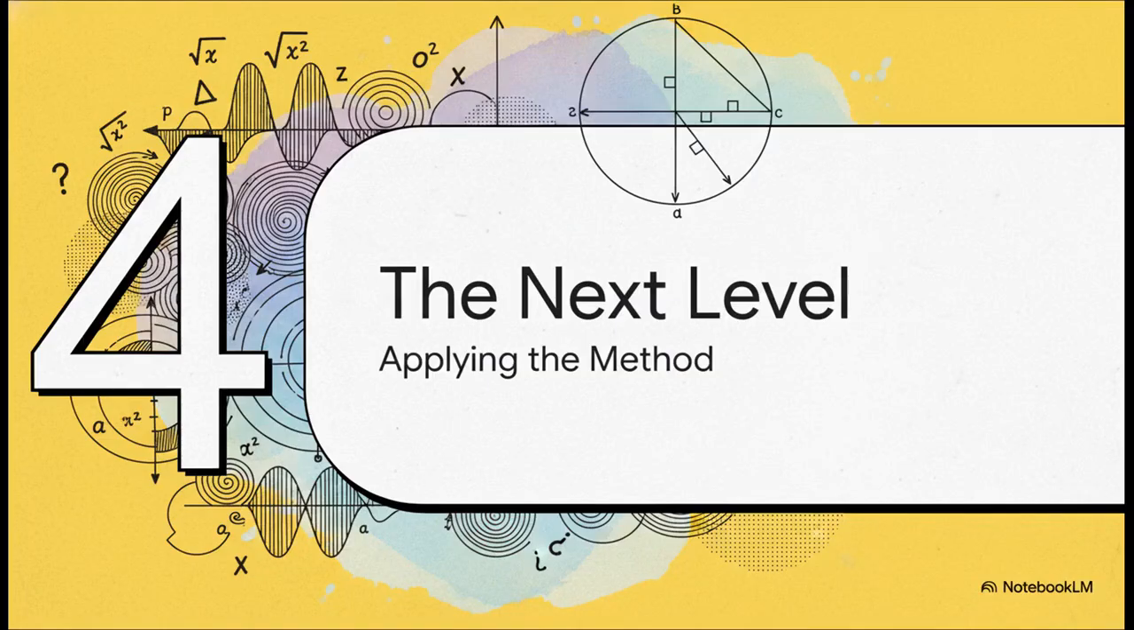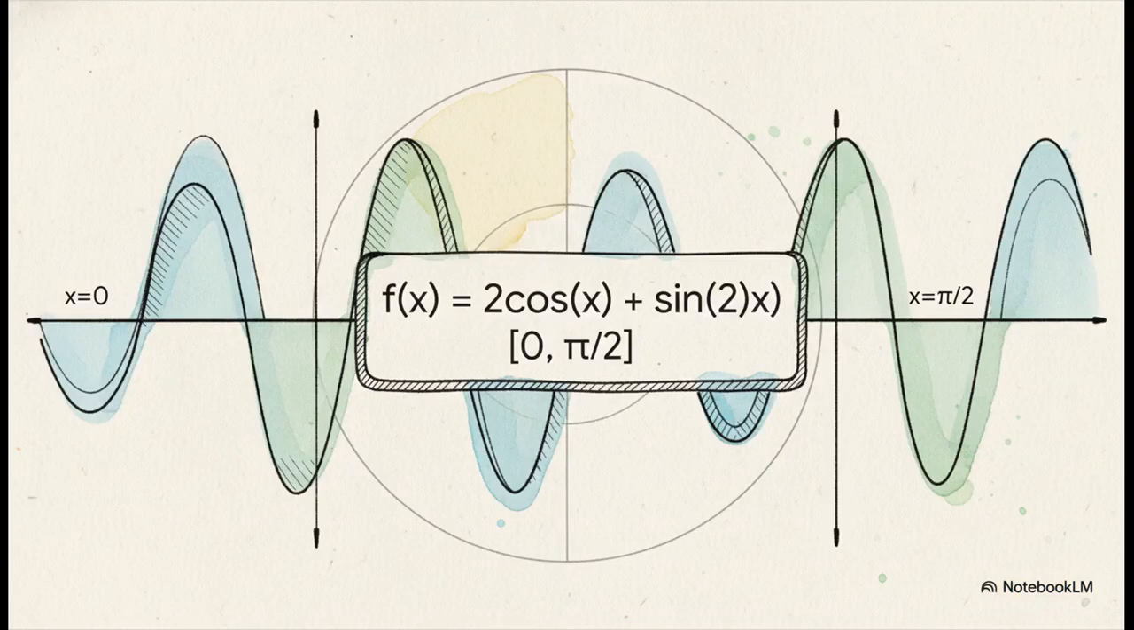Okay, that polynomial was pretty tame, right? But what happens when things get a little trickier? What about functions with trigonometry or square roots? Well, the beauty of this method is that it doesn't care. The 3 steps work just as well no matter how complicated the function looks. The process never changes. So let's prove it.